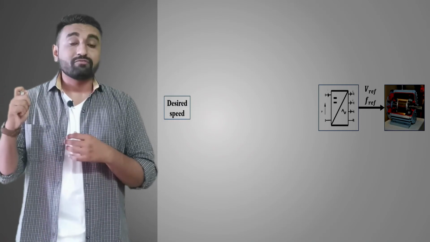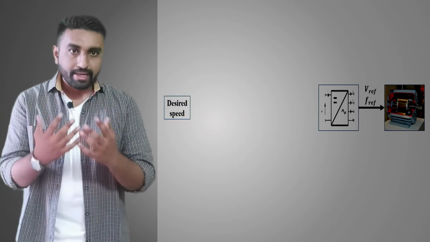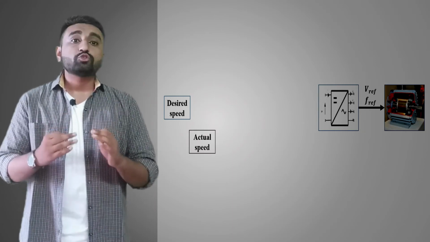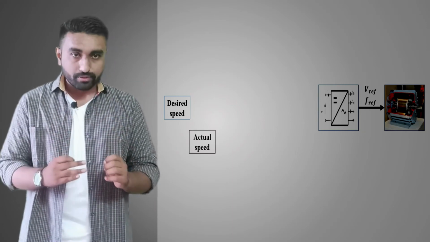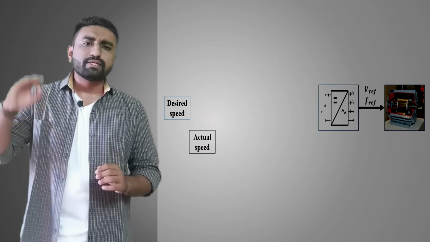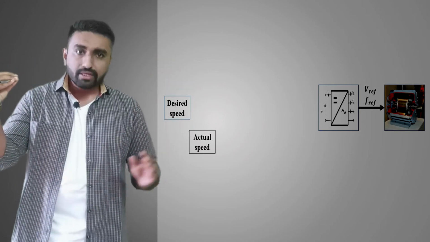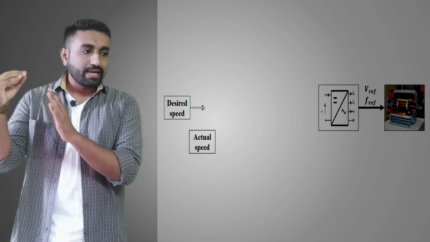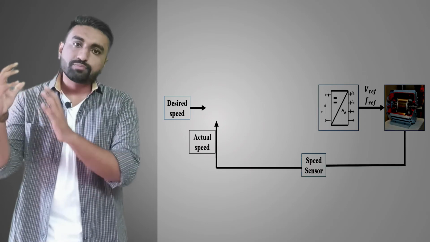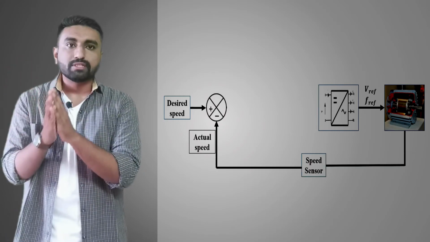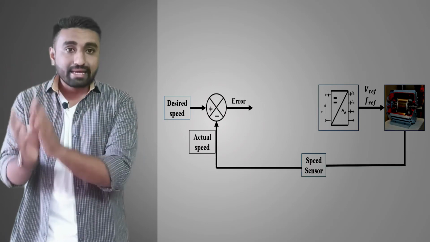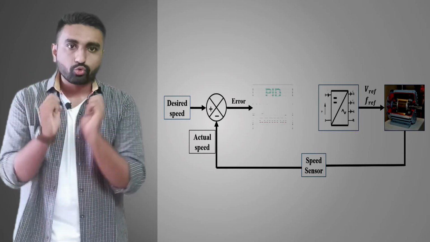Desired speed is the speed at which we want our motor to run, and we are having the actual speed. Actual speed is basically the speed of the motor. So what we will do first, we will take the desired speed and we will measure the actual speed, and the difference of the desired speed and the actual speed is basically known as the error.